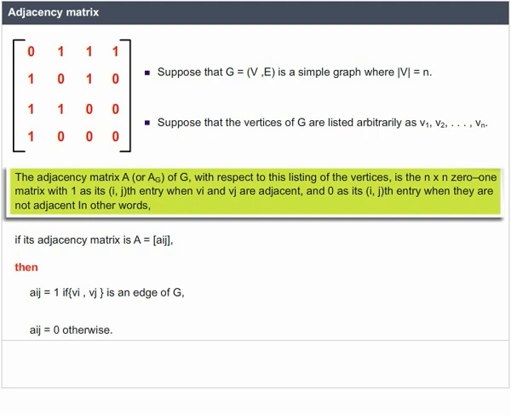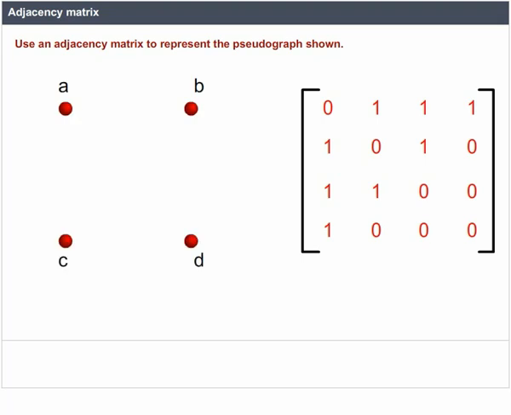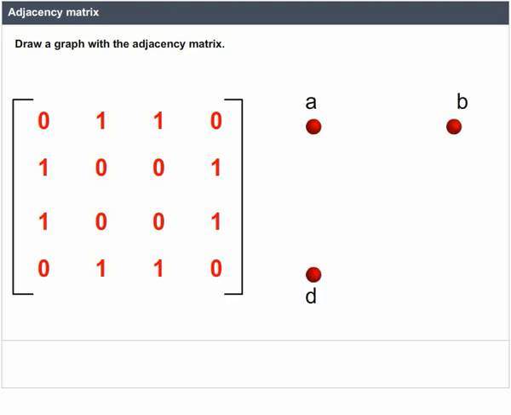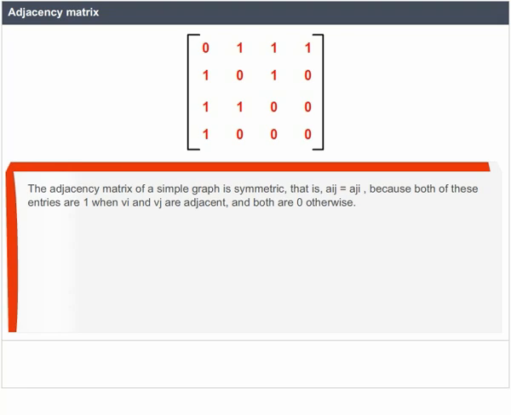Use an adjacency matrix to represent the pseudograph shown. Draw a graph with the adjacency matrix. The adjacency matrix of a simple graph is symmetric, that is aij = aji, because both of these entries are 1 when vi and vj are adjacent and both are 0 otherwise. Furthermore, because a simple graph has no loops, each entry aii, i = 1, 2, 3, ..., n is 0.